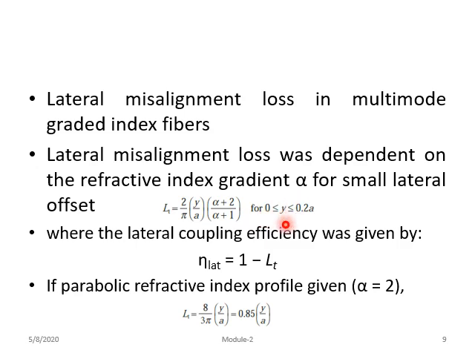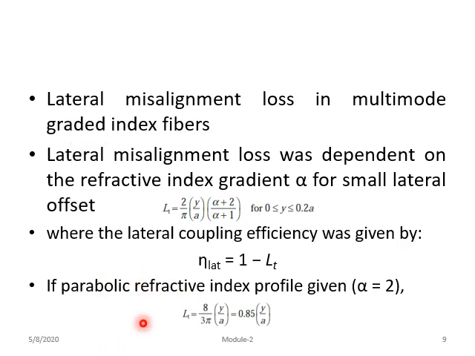This holds for values between 0 and 0.2a, where a is the core radius, as mentioned earlier with respect to the equation. So for lateral misalignment with multimode graded index fiber, we will use this equation. Here η lateral is required to be identified, as η lateral is the lateral coupling efficiency. Then 1 minus L_T will give η lateral, so that I can use the loss equal to minus 10 log of η lateral, which gives the total loss in decibels for lateral misalignment with multimode graded index fiber.